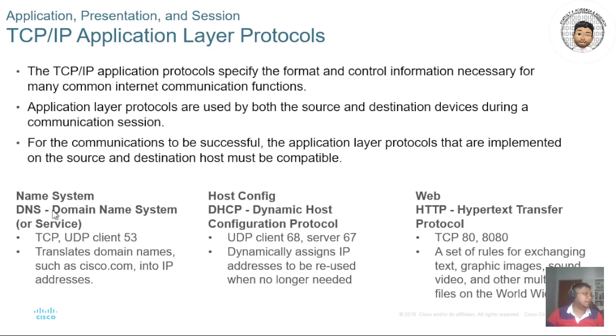For example, here the Domain Name System, DNS, uses TCP/UDP port 53 and translates domain names such as cisco.com into IP addresses. DHCP, client port 68 and server port 67, assigns IP addresses to be reused. Then you have HTTP, TCP port 8080, a set of rules for exchanging text, graphic, image, sound, video, and other multimedia files on the World Wide Web.